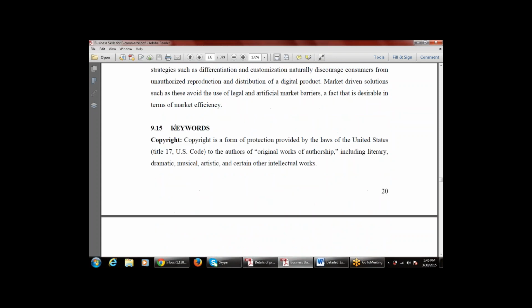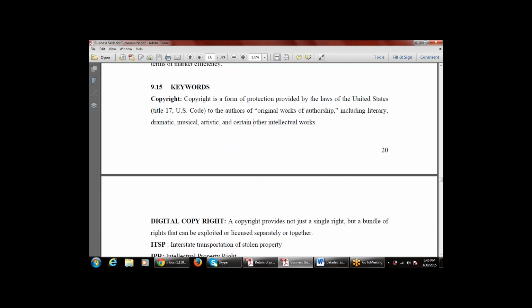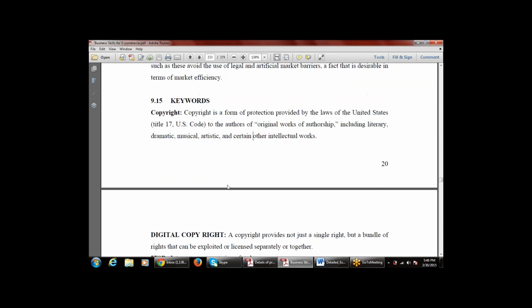Then these are the various keywords. One of the keywords is copyright. It is a form of protection provided by the US state laws to the authors of original works of ownership that includes literary, that is education, dramatic, that is drama, musical, artistic, and certain other intellectual works.